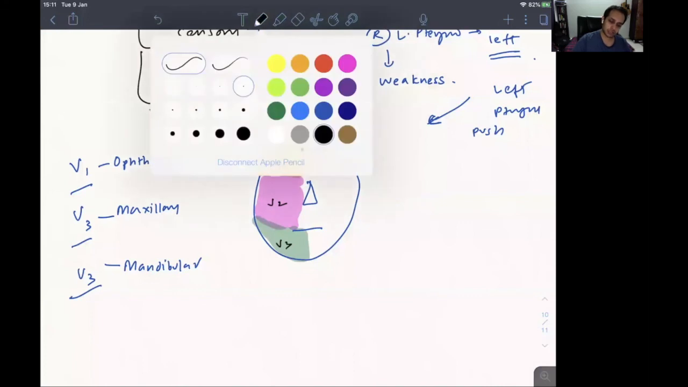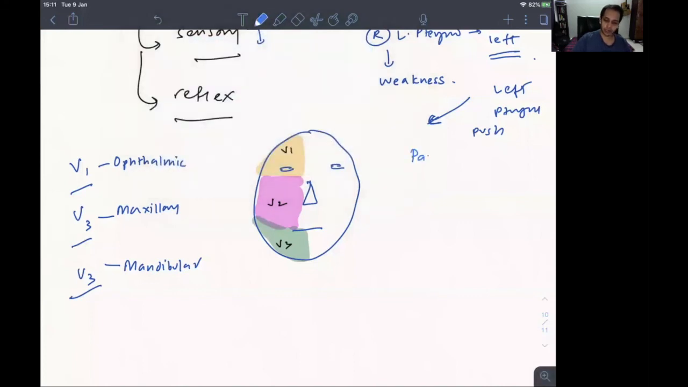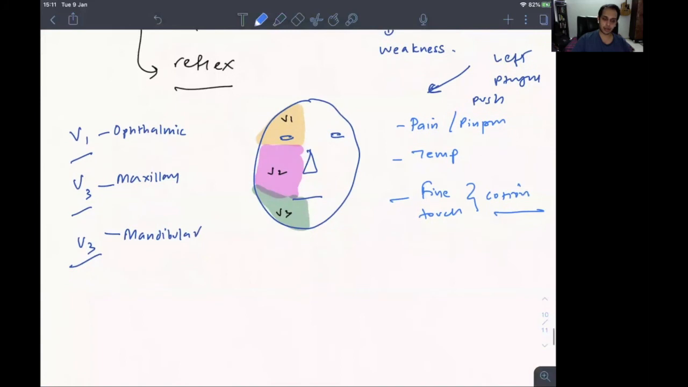Now, what we do is we check for pain. So that is pinprick, temperature, and fine touch. Fine touch is with the cotton. And you compare all of it with the neck. Okay. So for a reference point, we touch the neck and then ask the patient to compare on both sides in all the three nerve distributions. So that you are comparing V1 on both sides, V2 on both sides, V3 on both sides.